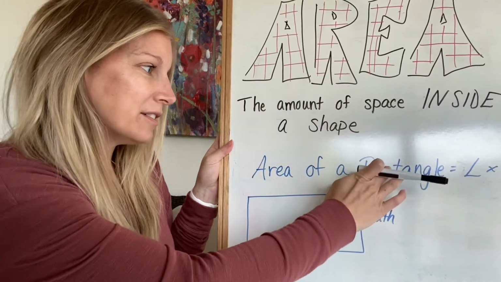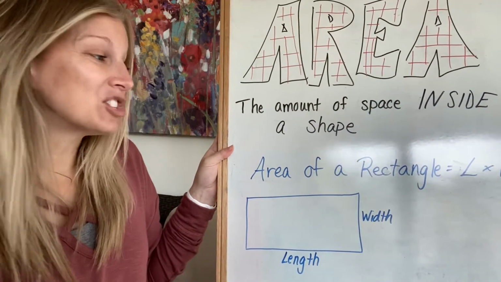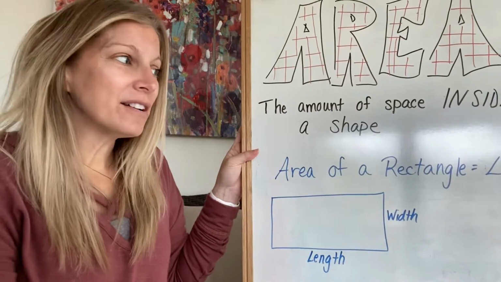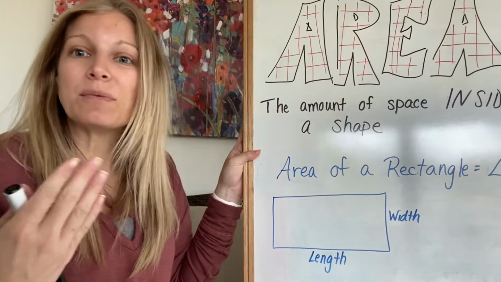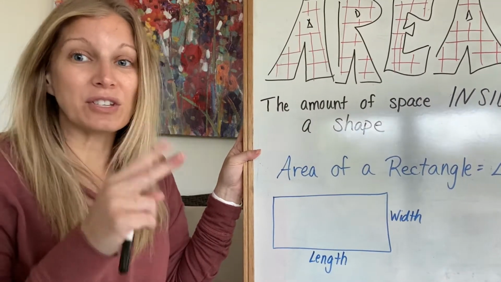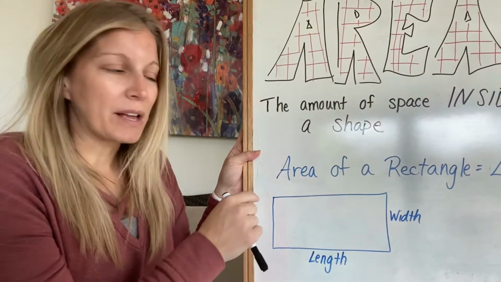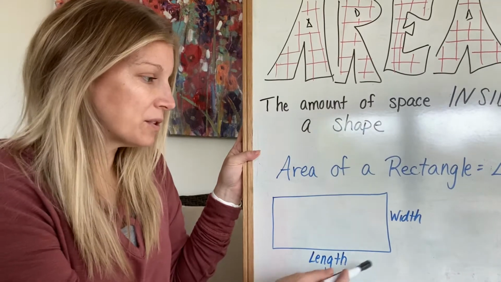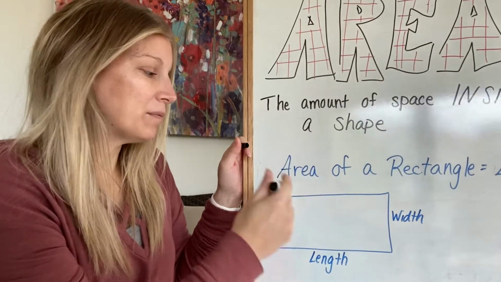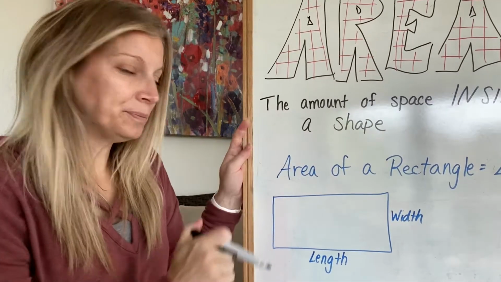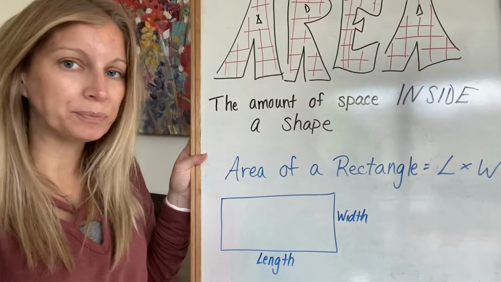Area of a rectangle is just length times width. And it doesn't even matter which part you say is the width or which part you say is the length, because when you're multiplying, all you need are the two different sides, and it doesn't matter what order you multiply in. So if you did length times width or flip-flop them, you'll still get the same answer. We shorten it just by L times W.